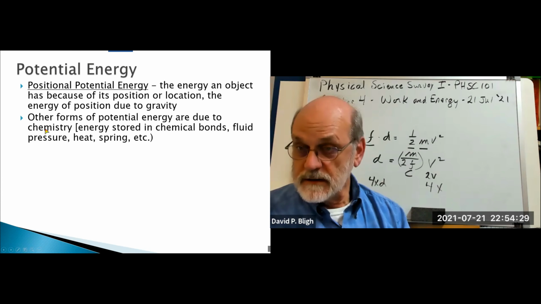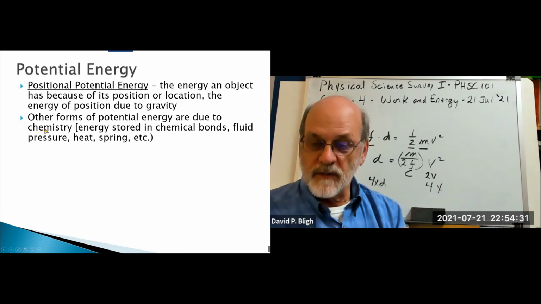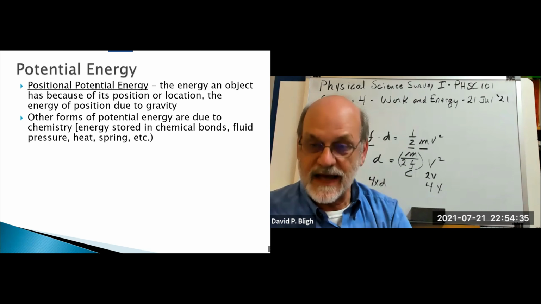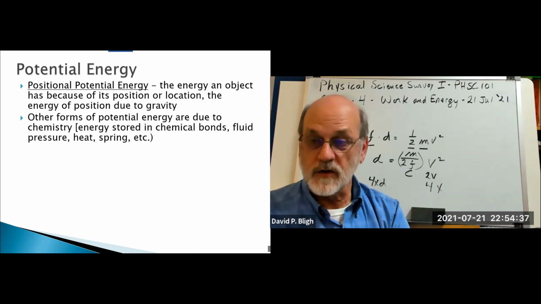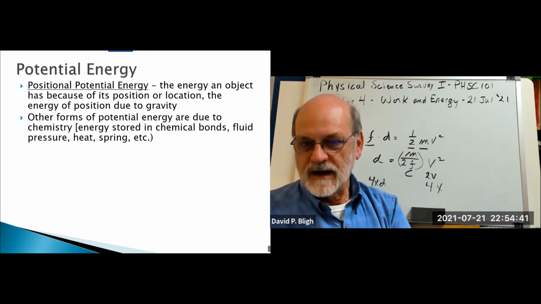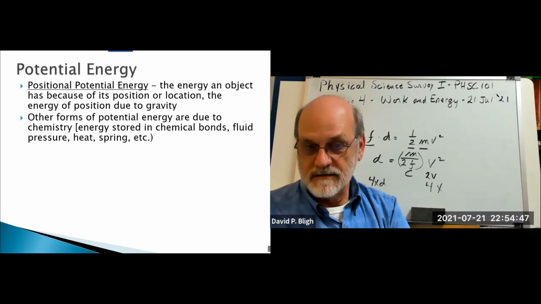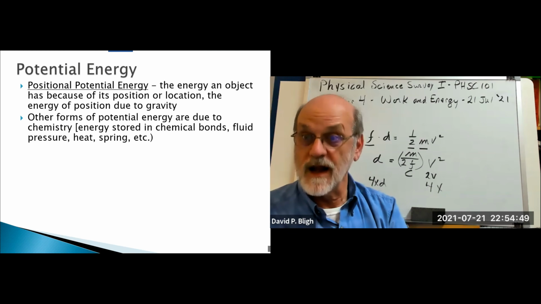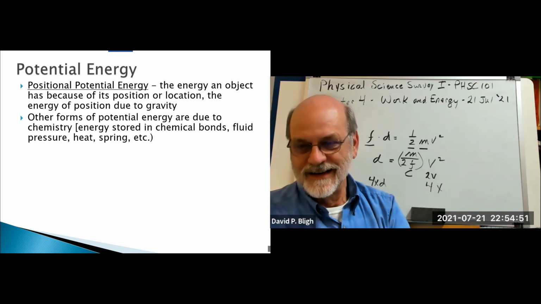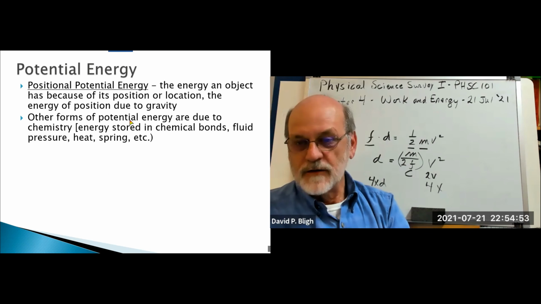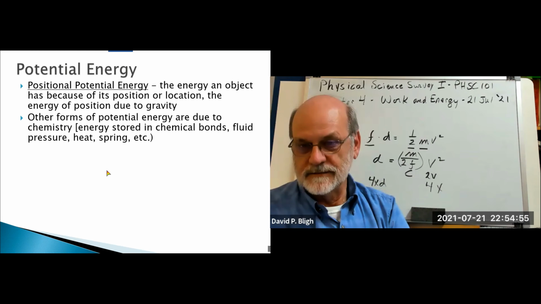There are other forms of potential energy due to chemistry, right? Energy that's stored in the bonds that hold a compound together, such as nitroglycerin or TNT. The energy stored in those bonds can be released. And when it's released, those two examples give off a lot of energy. Fluid pressure stores energy, right?